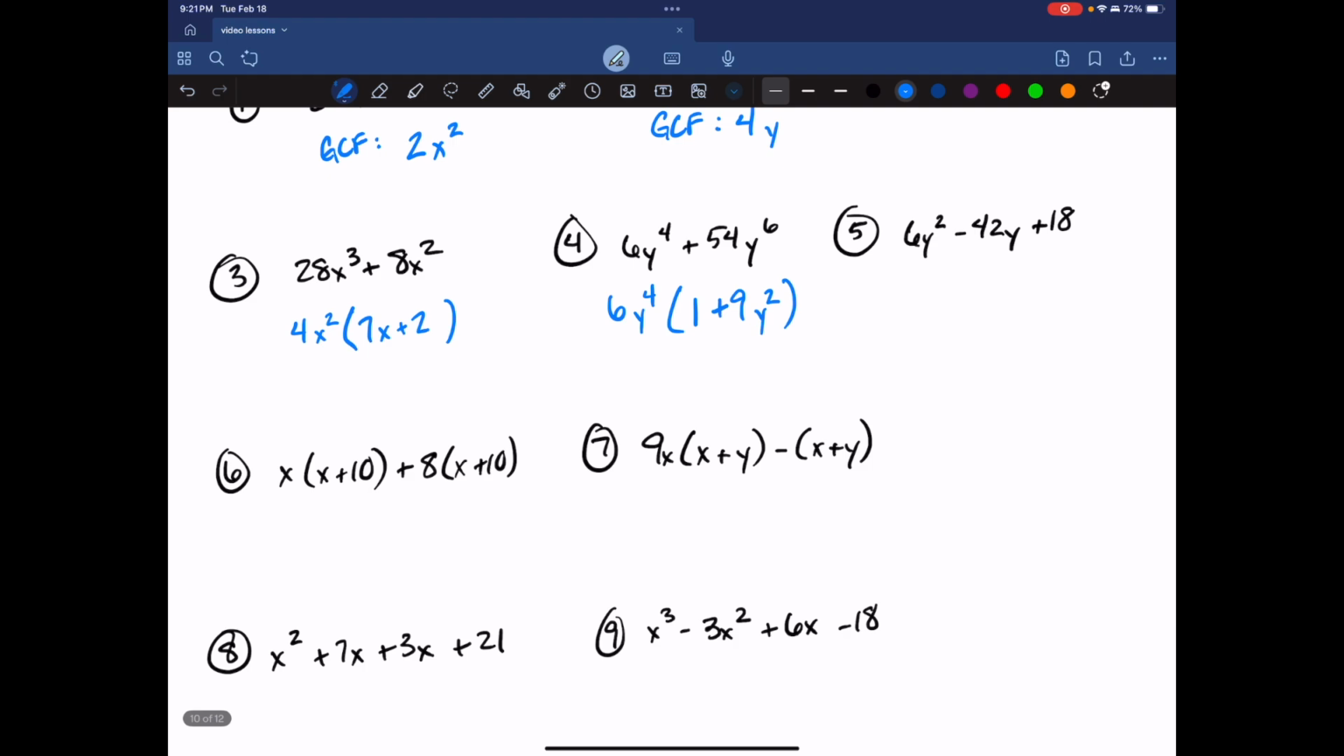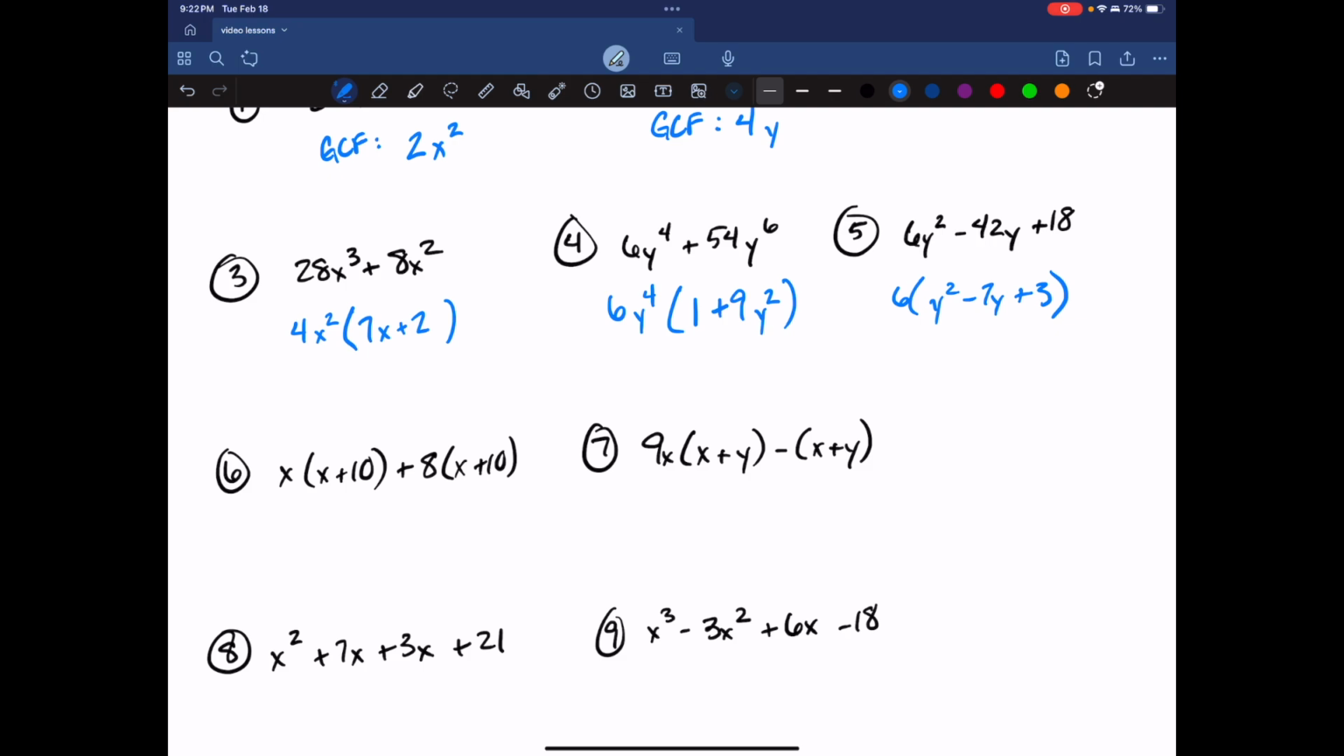Okay, number 5. Again, you had 3 terms, but it's the same process. Right? Look at each term, start with the numbers. I can take a 6 out, because 6 is in 42 and 18. Right? But unfortunately, because 18 doesn't have a y, I can't take out a y. So this is going to be y squared minus 7y. Oops. Plus 3.